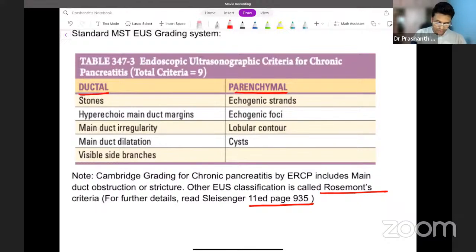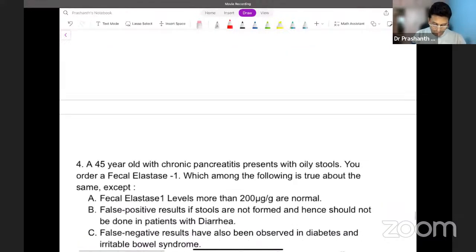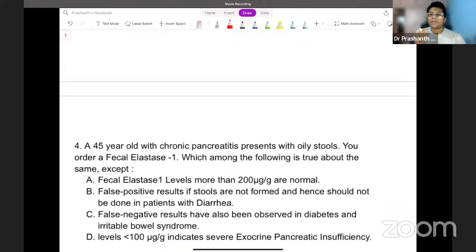Okay. The next question is about elastase. A 45-year-old with chronic pancreatitis presents with oily stools. You order fecal elastase. Which among the following is true about the same, except? Now, always remember that except is an important part while you answer the question. So let's go through the options.